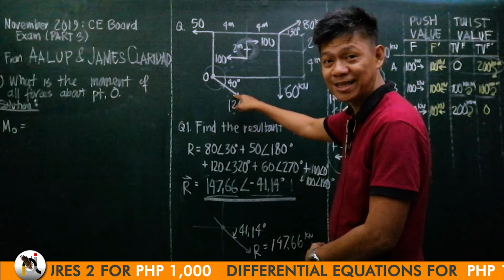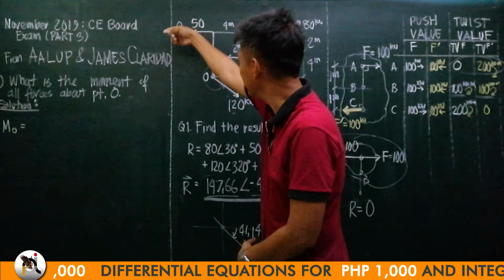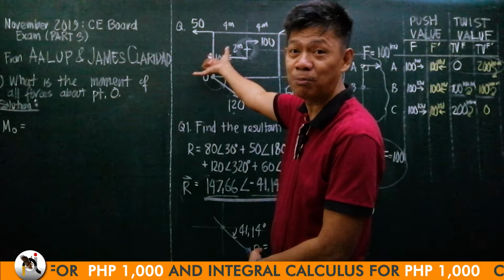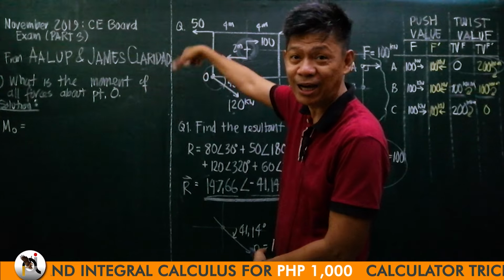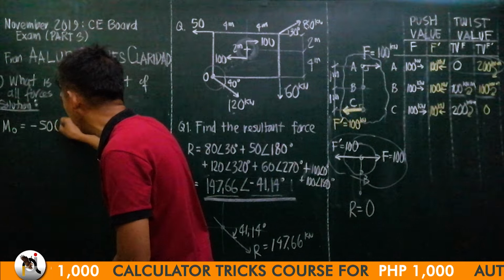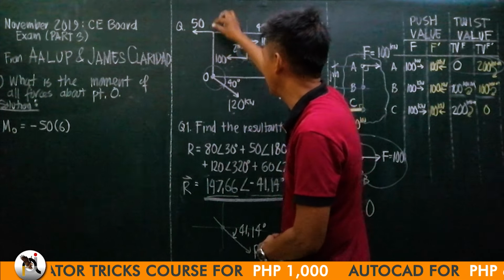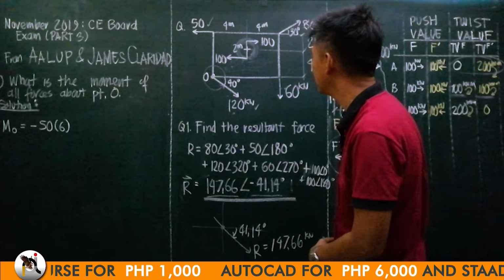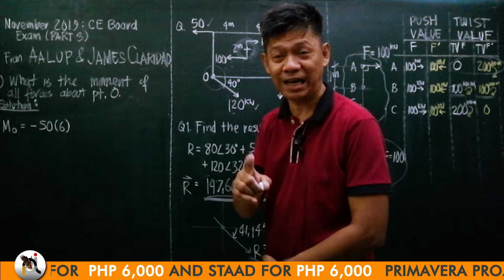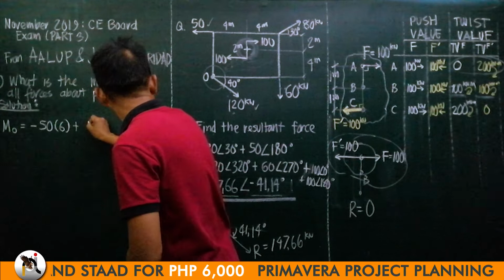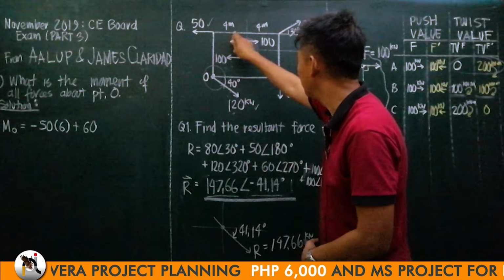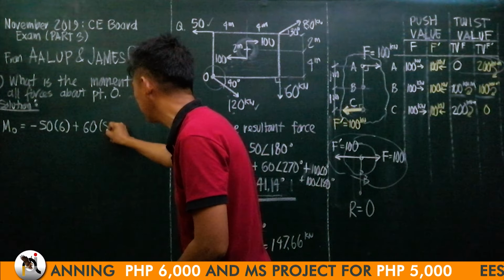The moment of this is 0, while this one is minus 50 times 6 meters. Minus, I will put negative sign for counterclockwise. So, minus 50 times 6. So, I'm done with this. I'm done with this. The 60 kilonewton will have a clockwise moment. So, plus 60 times its perpendicular distance is 448 meters.